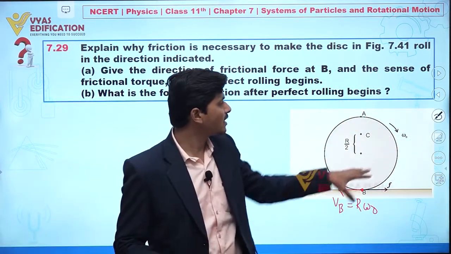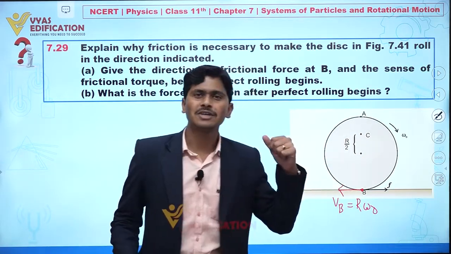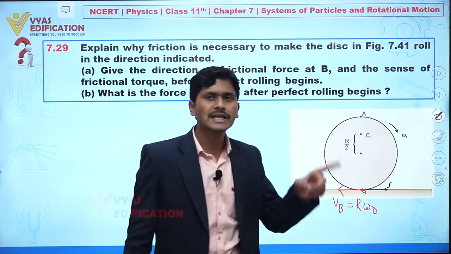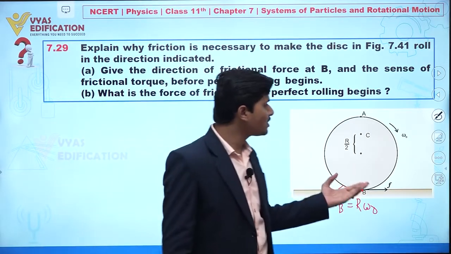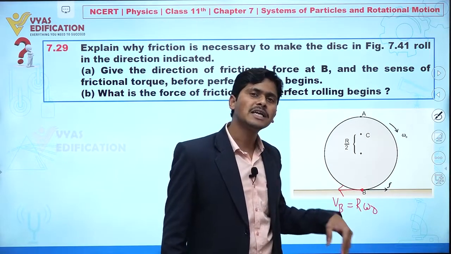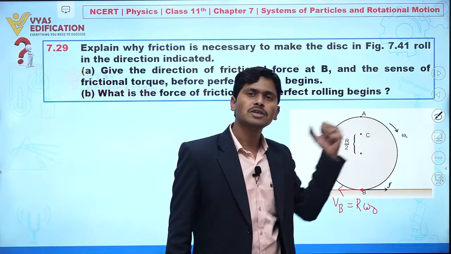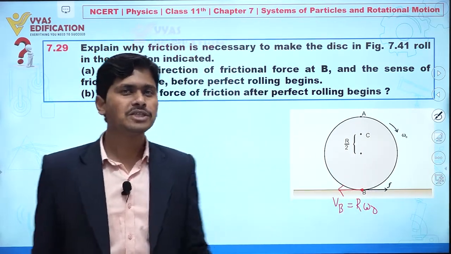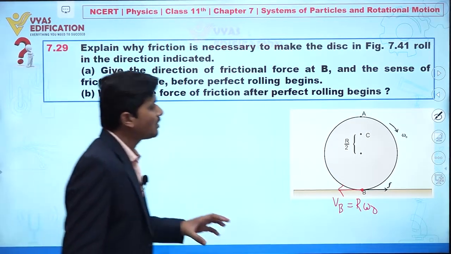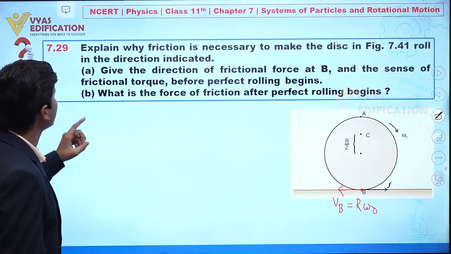Actually we can say this body will rotate only when torque acts on it. Clear? And for the torque we need a force that is tangential to this surface. So here there is only one possibility: if there is friction, it will act like a tangential force and it will produce a torque. Clear? So friction force is necessary if we want to roll this body. Clear to everyone? So this is all about part A.